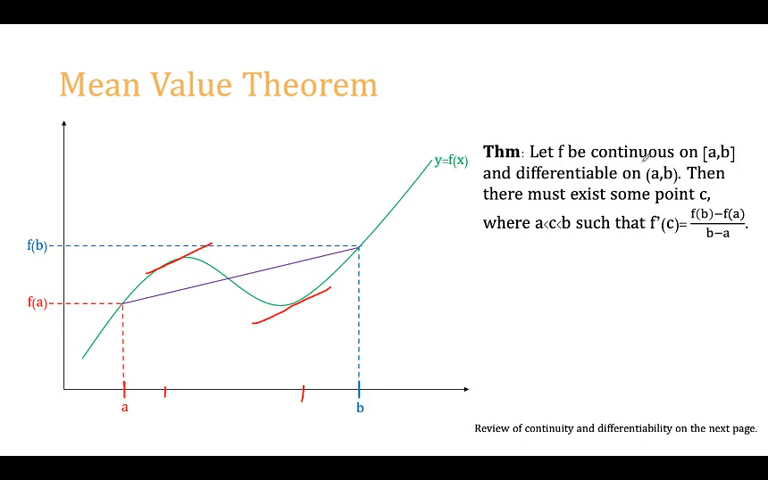So let f be continuous on the closed interval of a to b, and I think I said differentiable. I meant continuous on the closed interval of a to b, and differentiable on the open interval of a to b. Then there must exist some point C, so we said here C and another point C here, from a to b such that the f prime of C, or the instantaneous rate of change, equals f of b minus f of a over b minus a, or the average rate of change.